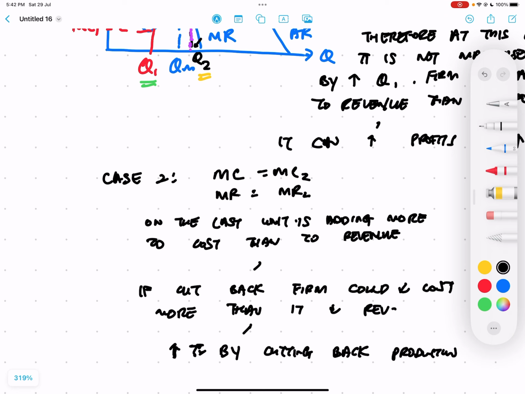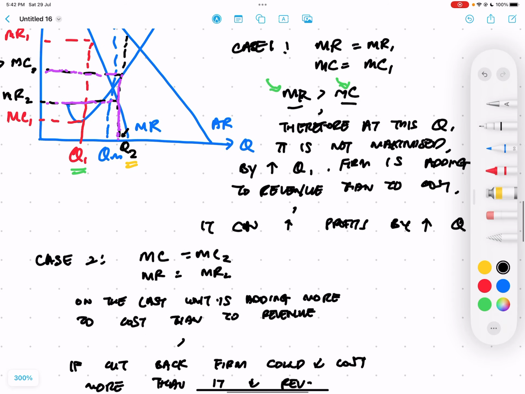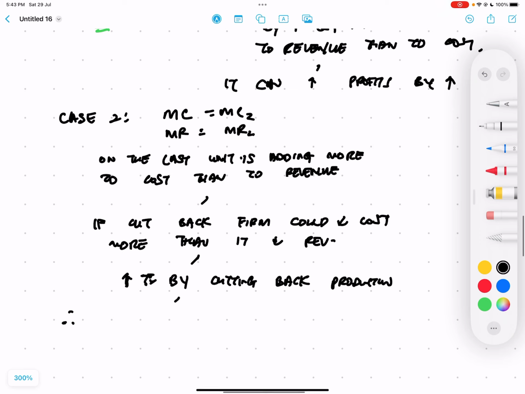production. And therefore if case 2, what you're saying is, okay, look, case 1 is not profit max. You look on the left, if to the left is not profit max, to the right is not profit max, then QM, this must be the profit max. So therefore the firm profit maximizes by producing at QM. This is the profit maximizing quantity.